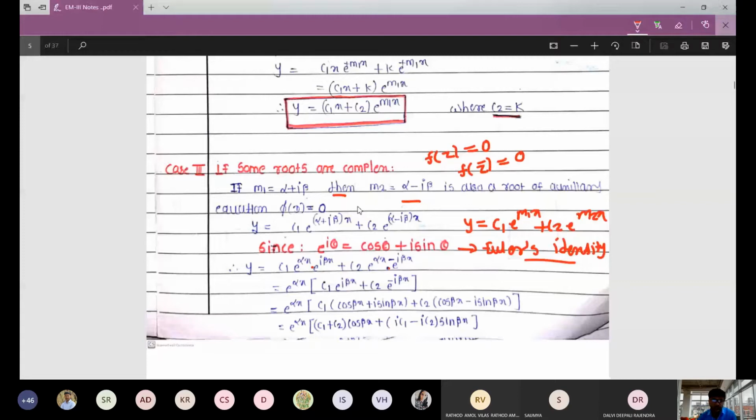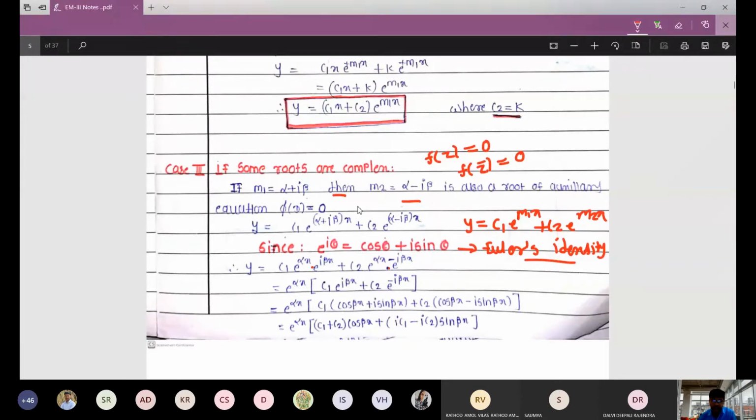Now we can see e to the power alpha x and e to the power alpha x is a common term, so we can take it outside of the bracket. So in the next step we have e to the power alpha x in bracket, C1 e to the power i beta x plus C2 e to the power minus i beta x. Now what about next? What about this e to the power i beta x and e to the power minus i beta x? So use this formula.